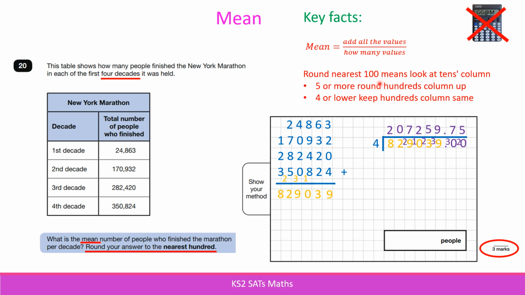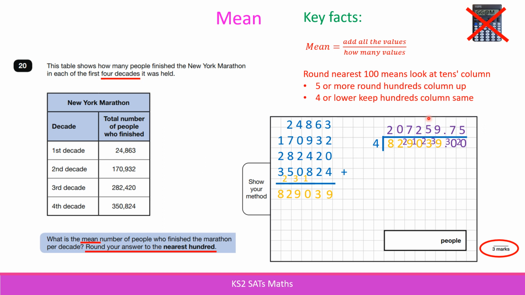So when I'm rounding to the nearest hundred, I need to look at the tens column. So anything after the decimal point I can ignore. The tens column is this one here where the 5 is. So we're looking at this digit here, 5. Is it 5 or more? Yes. So that means if it is 5 or more, we round the hundreds column up.